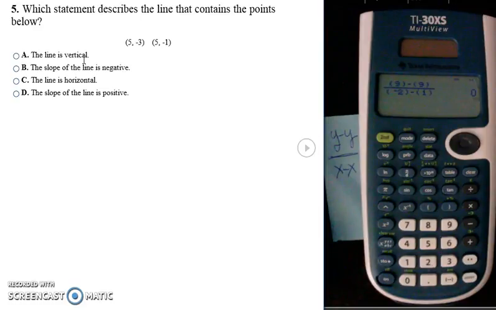Number 5 is very similar, just a little bit different numbers, but the same idea as if I get an error, that's going to be an undefined slope or a vertical line. And if I get the answer 0, that's going to be a horizontal. And if I get a number that's negative, that would be choice B. And if I get another number that's positive, that's going to be choice D. So I'm going to copy these points down and label them x, y, so I can keep that all straight, and then use my slope formula, y minus y and x minus x.